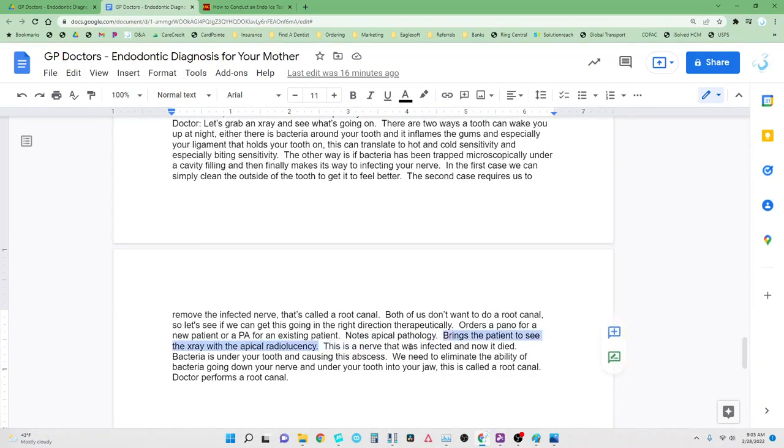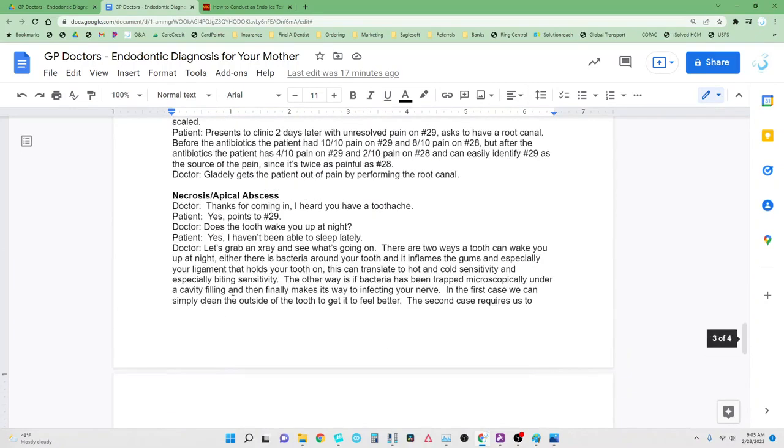So this is a nerve that was infected and now it died. Bacteria is under your tooth causing this abscess. We need to eliminate the ability of bacteria going down your nerve and under your tooth into your jaw, okay? This is called a root canal. Are we going to try to get it going in the right direction therapeutically? It's just not going to work. We already know that we need a root canal. The patient has already come in with pain, okay?